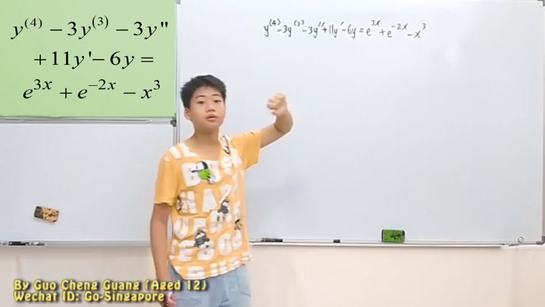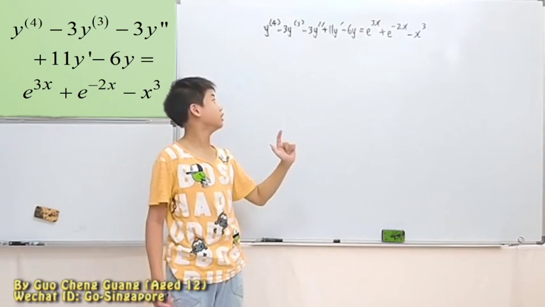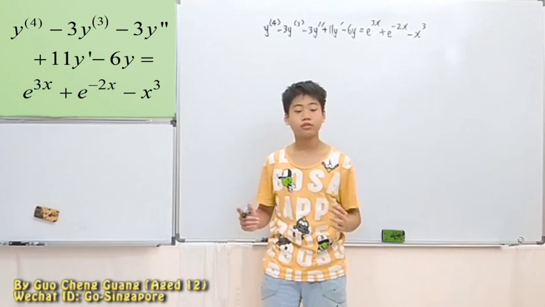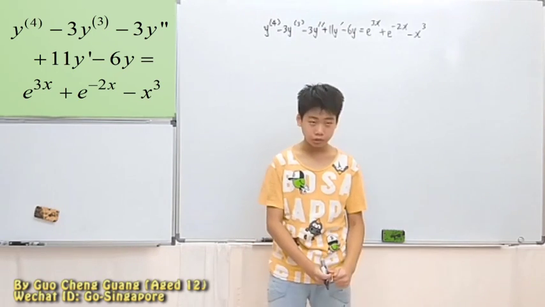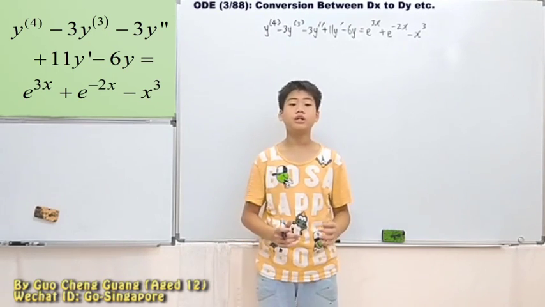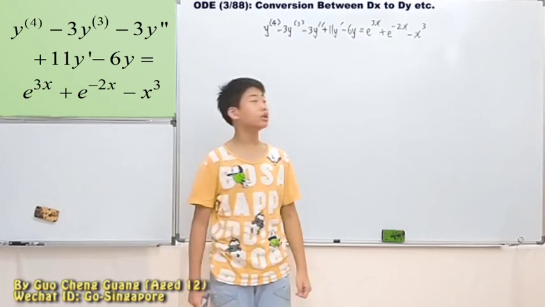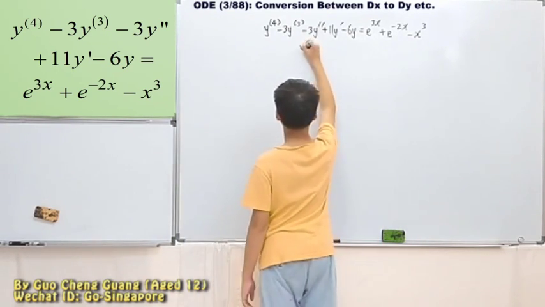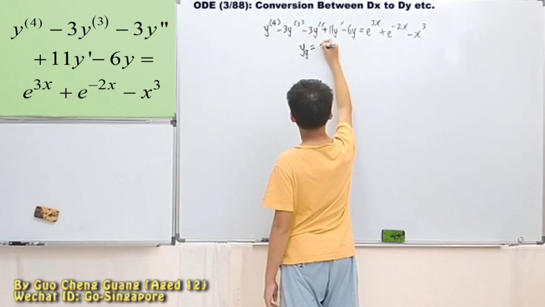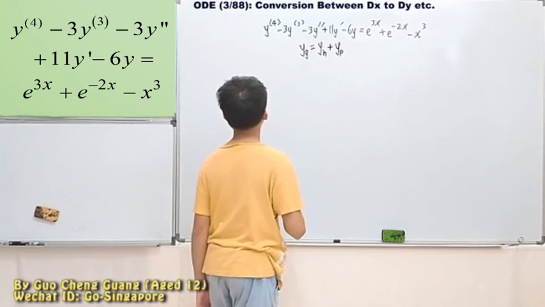Just by checking here, it is linear. It is constant coefficient, but it is non-homogeneous. For non-homogeneous, we're finding the general solution, so we split it into the general solution for the homogeneous differential equation and the particular solution for the non-homogeneous differential equation. In short, we'll write it as yg is equal to yh plus yp.